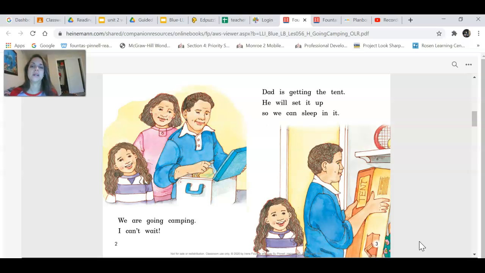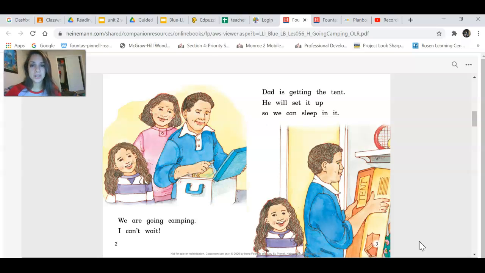All right, let's pause. Where is this story taking place? If you said at home, it looks like they are in their house, maybe gathering things to go camping. Who are our characters? Yeah, it looks like the mom, the dad, and their daughter.